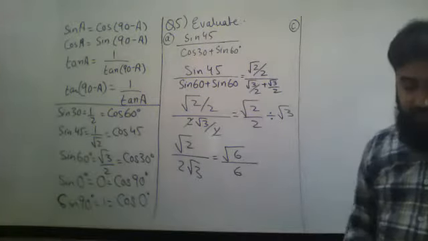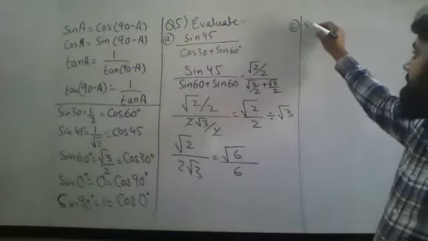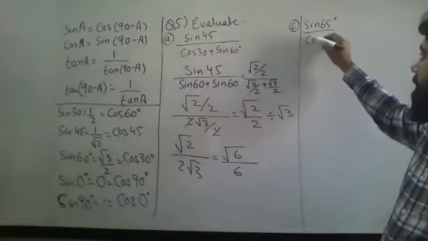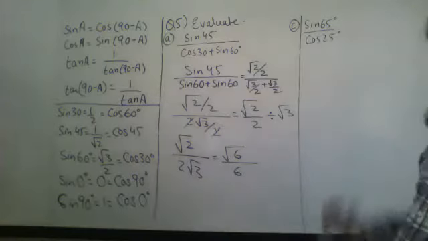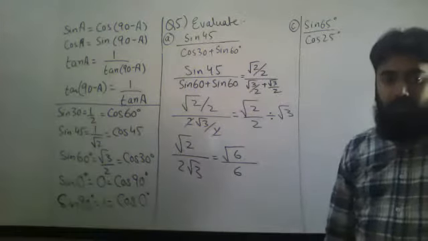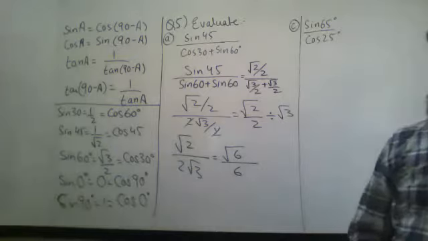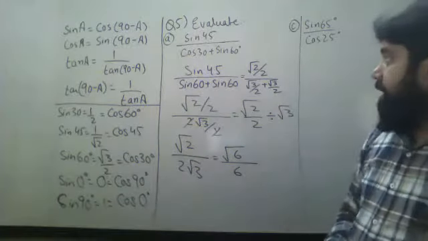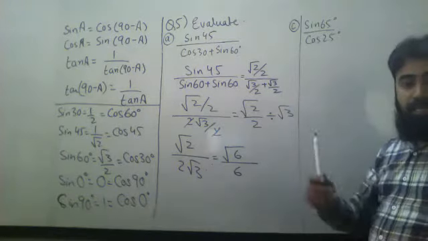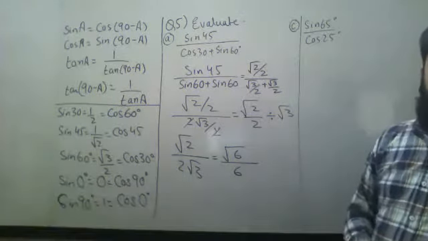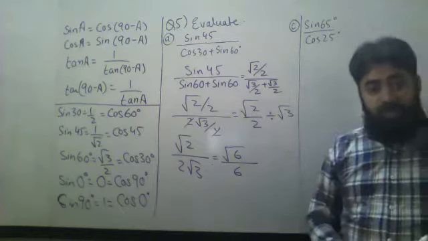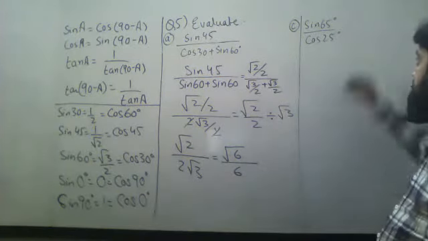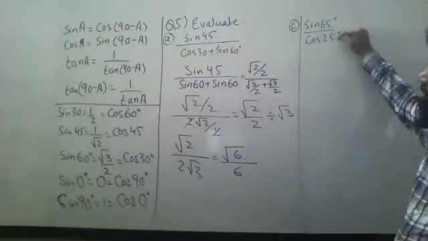Now in 5C the question is saying sine 65 degree over cos 25 degree. Okay, sine 65 degree over cos 25 degree. So now I have got this one, sine 65 over cos 25. The problem is that I can't use a calculator. Then how will I get the value? Okay, so now see, 65 plus 25.